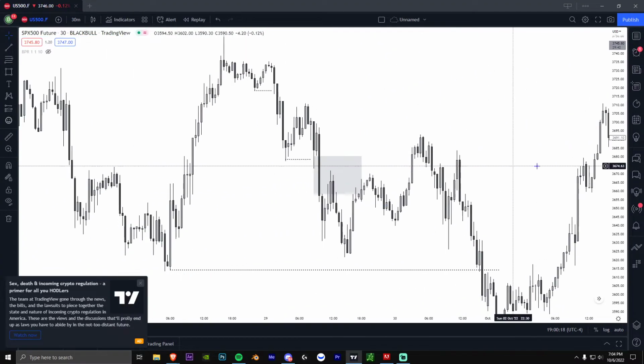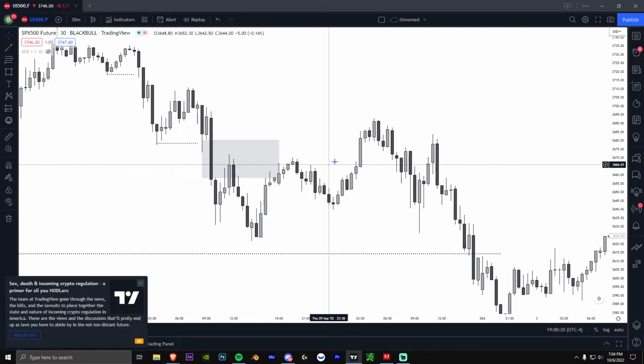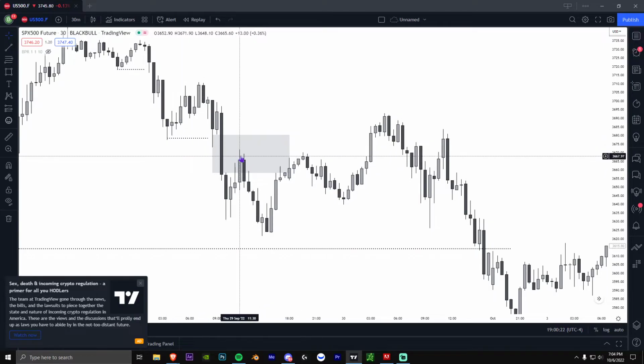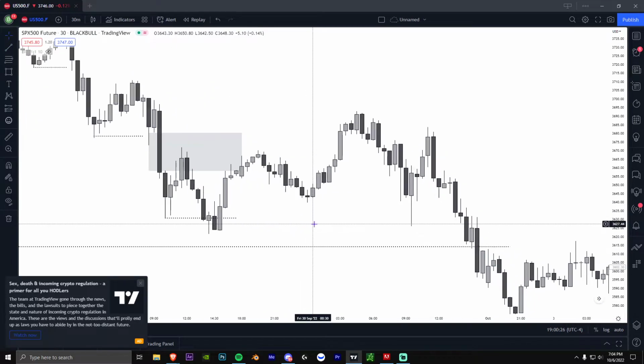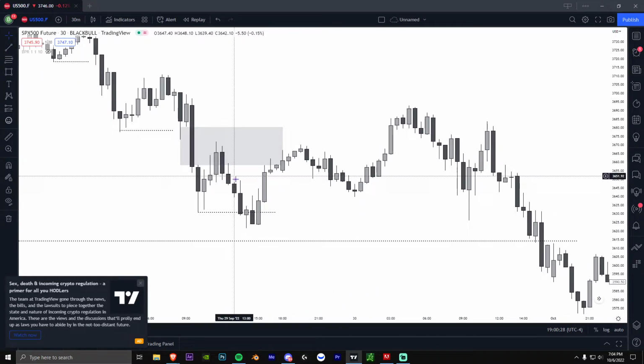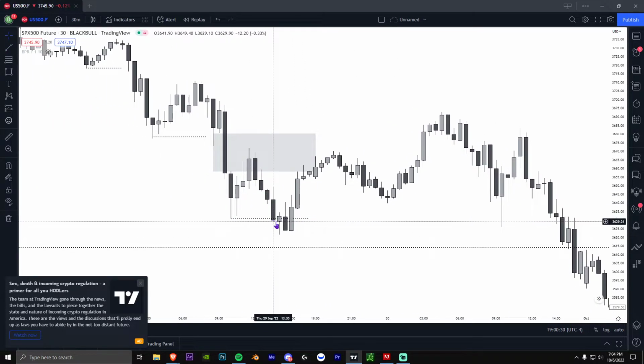Okay, so this was back on Thursday. Wow. So we create a fair value gap right here. What happens after we have a break of structure and we create a fair value gap? Well, we have to hit liquidity. So in this example, if we were right here, retracing down, and we still haven't hit liquidity for this 30 minute, you could look for entries right there.